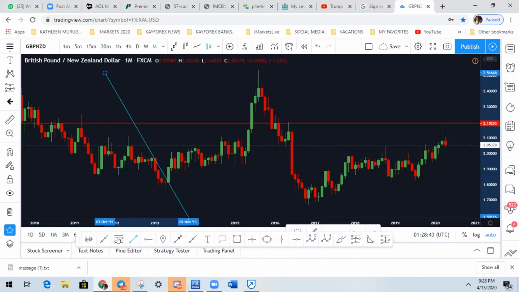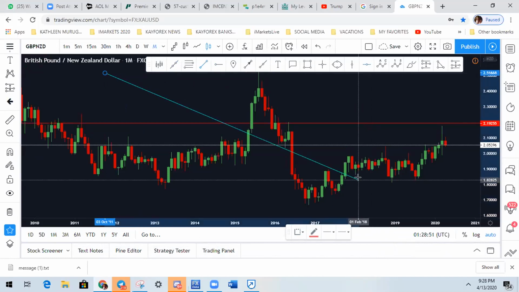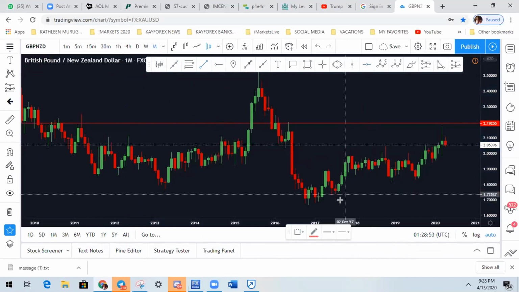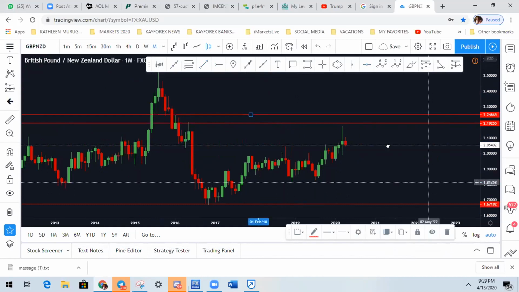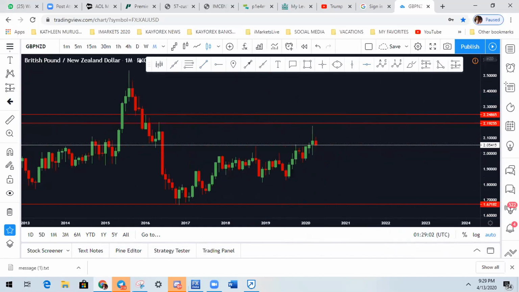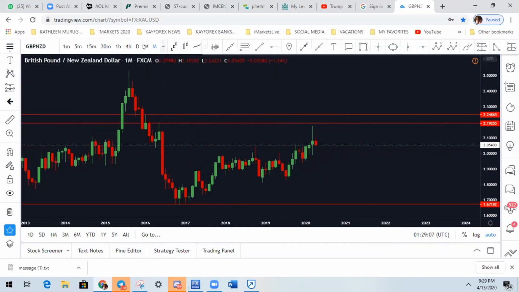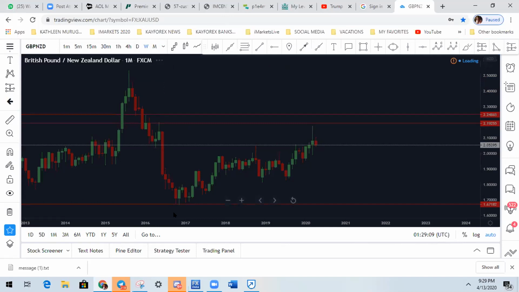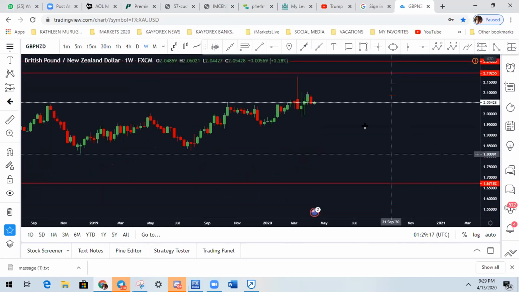So thank you so much. Let me put this up here because it's kind of interrupting everything. So we get the bottom and the top and the bottom right there. We can maybe watch this area just for now so we remember. So that's our monthly, and then we go to our weekly and look at what's going on here.